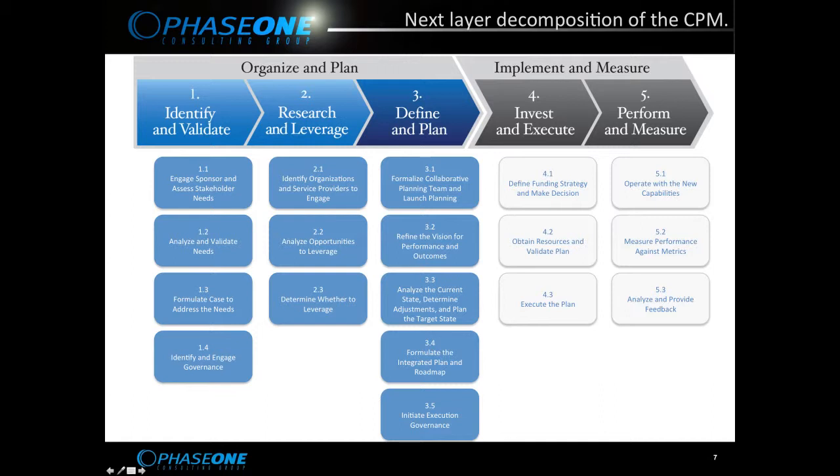And then we analyze the current state, determine adjustments, and plan for the target state in 3.3. And this is where we have a lot of the FSAM types of activities, where we're looking at our current environment and we're documenting what adjustments need to be made and how that's going to look in the target state environment. Then we formulate the integrated plan and roadmap for consideration for decision making, and then we initiate execution governance, or how the actual governance of the plan would be overseen during an execution or implementation phase of the project.